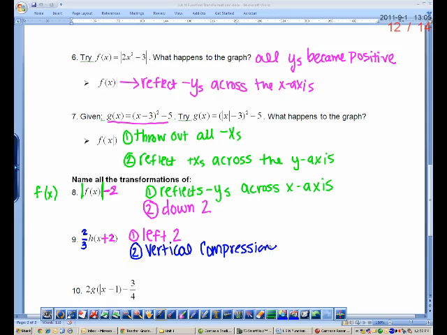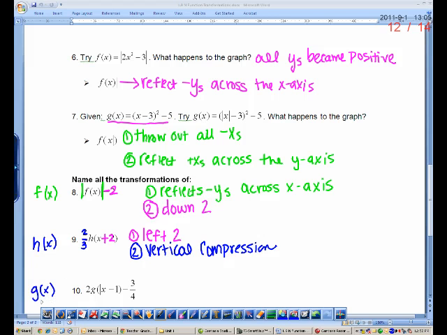Okay, let's try number 10. Number 10 has 4 transformations. Okay, sorry. Just like f of x was our original function here, in number 9, h of x was our original function. So that's all that h and x stand for. Okay? Good question. I should have pointed that out. In number 10, what's our original function? G of x. Good. Okay.